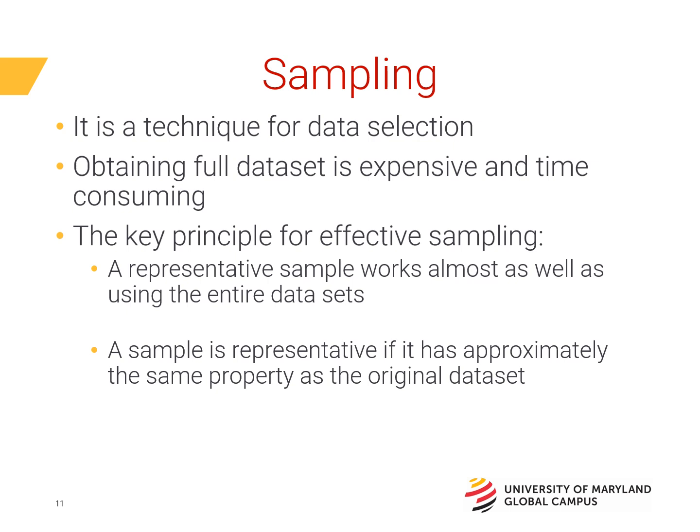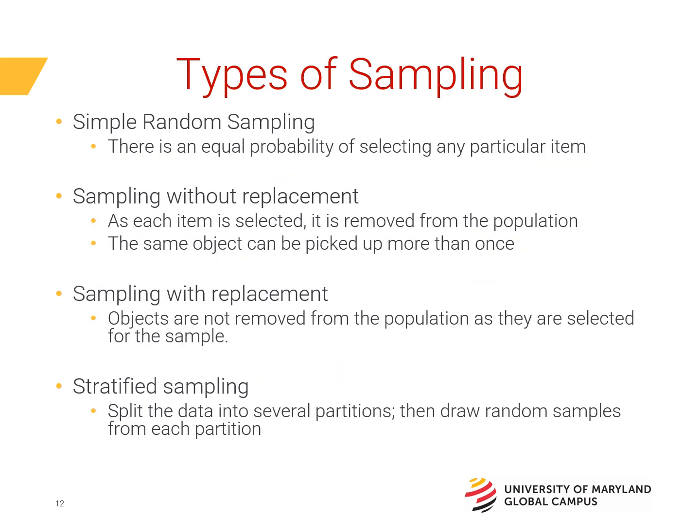So sampling is important. There is science behind performing sampling. There are different types of sampling. So simple random sampling is a simple selecting technique where you have equal probability of selecting any particular object or record. And sampling without replacement is, at each iteration you select an object and that object is not replaced back into the universe from which you have taken the sample, so it can only be selected once.